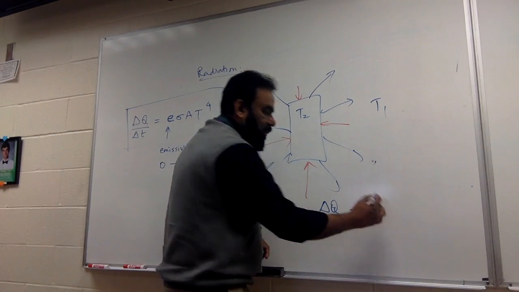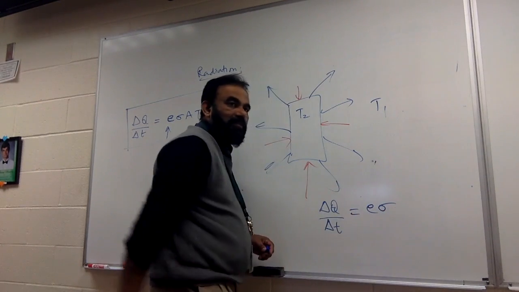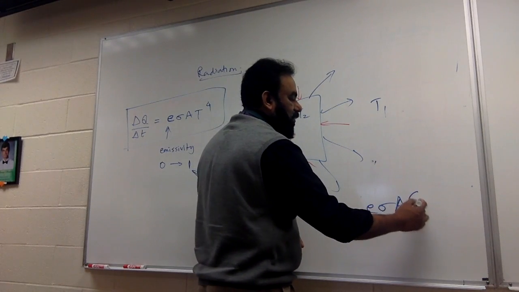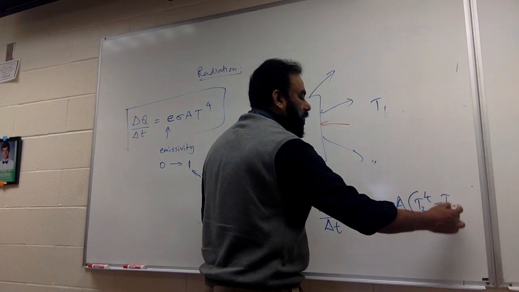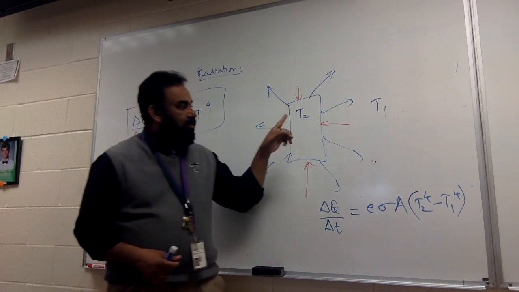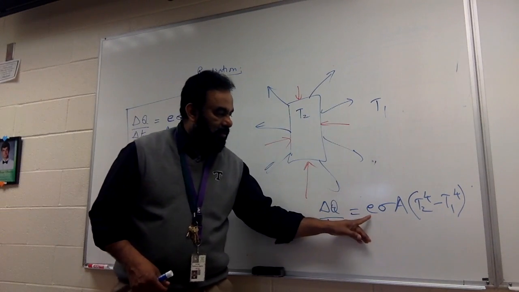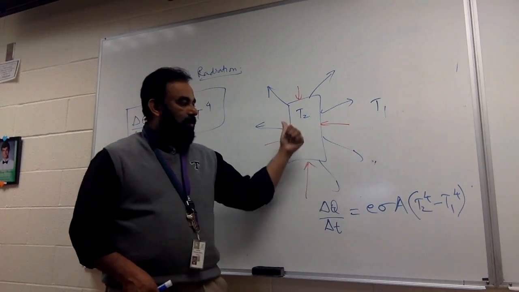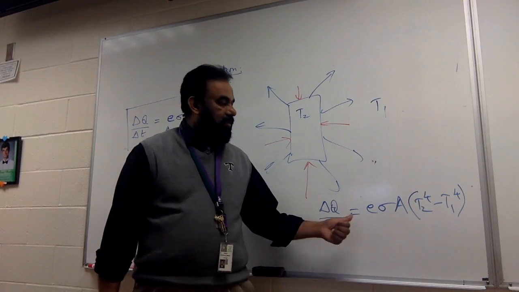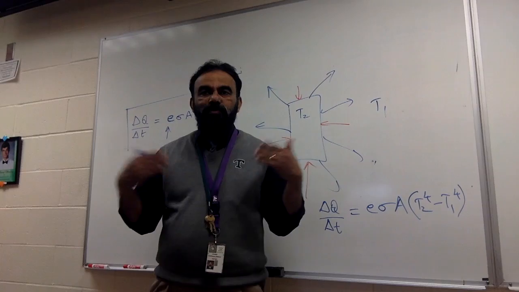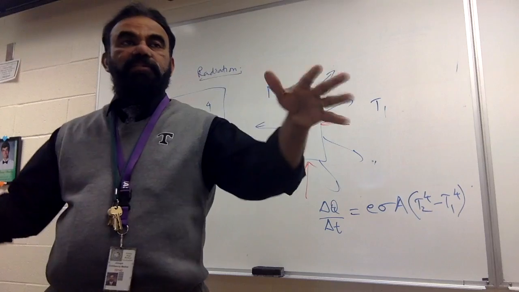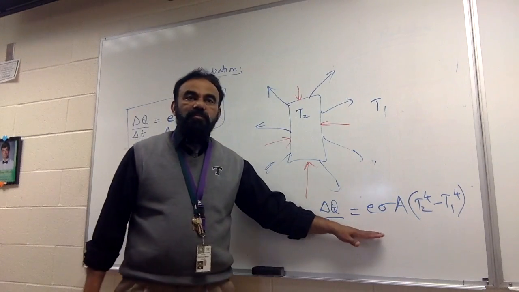It depends on emissivity. And then, of course, it depends on T2 to the power of 4 minus T1 to the power of 4. This is just the difference between the two. So this one emits according to this equation, and it is absorbing according to this equation. So when you put both together, it's basically this. This is the overall rate at which I'm losing heat to the surroundings by radiation only. Only by radiation. This is the equation for it.